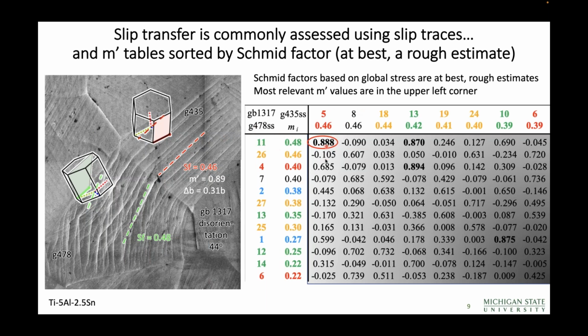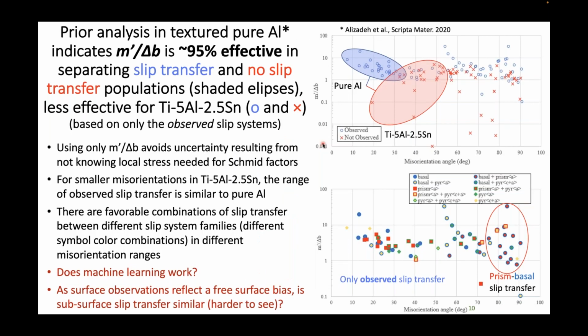So between any 2 slip systems, and these are the Schmid factors here, and these are just the slip system labels there, there's going to be a different m prime parameter for any combination of 2. In this particular case, which is a nice example case, the highest Schmid factor slip systems happen to have a very high, not quite the highest, but a very high m prime parameter. So that's considered a yes, that slip transfer occurred.